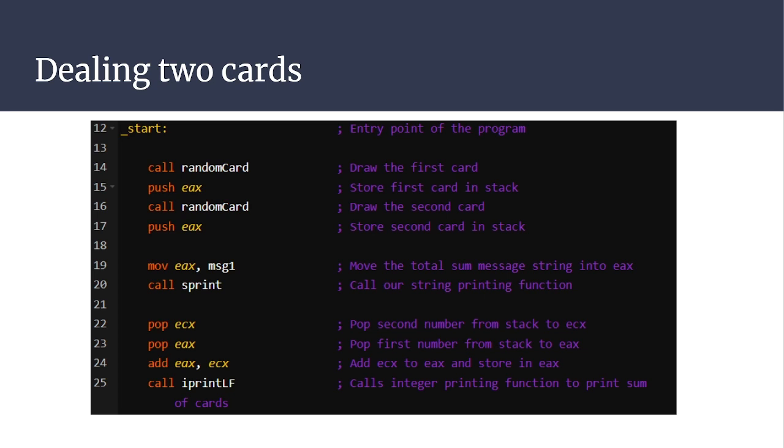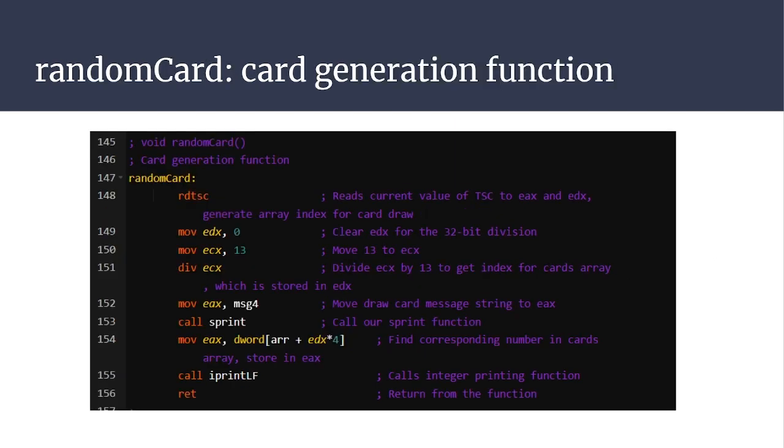The first thing we do is call our function random card, which generates a random card value from our card array. The call command transfers control of the code to a label, which in this case is random card. In random card, we first use RDTSC. RDTSC stands for read timestamp counter, which reads the current value of the timestamp counter, or the number of CPU clock cycles since the processor was reset, and stores that value in the general registers EDX and EAX as a 64-bit value. The timestamp is always changing, and we use this to generate a random index for our array.